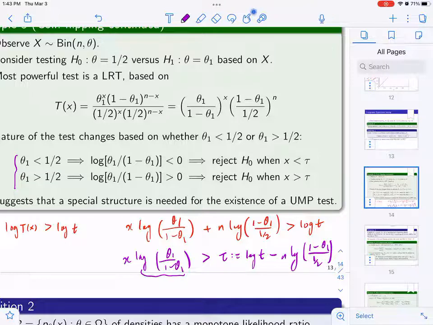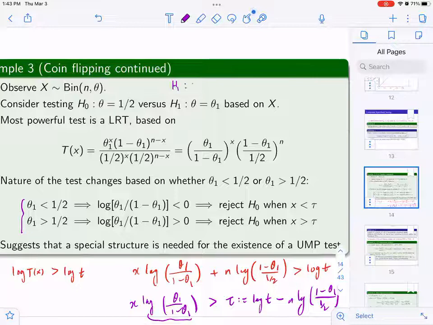But this sort of tells you that no UMP test can exist for testing the alternative, which is, let's say, H1 is theta not equal 1/2. So let's see if anyone can see why that is the case. If my alternative is theta not equal 1/2, then what I'm claiming is this calculation, this little derivation, tells us that there is no UMP test for this alternative.